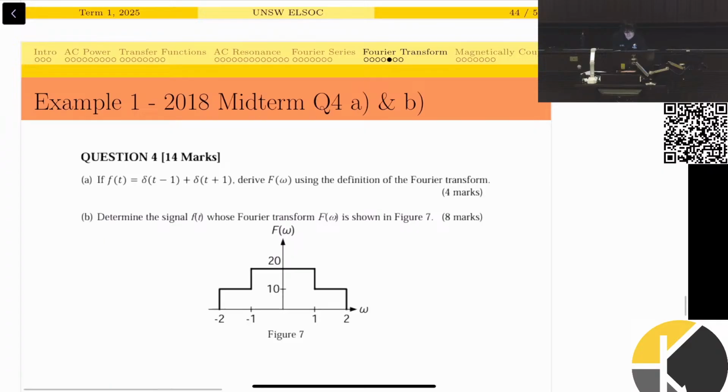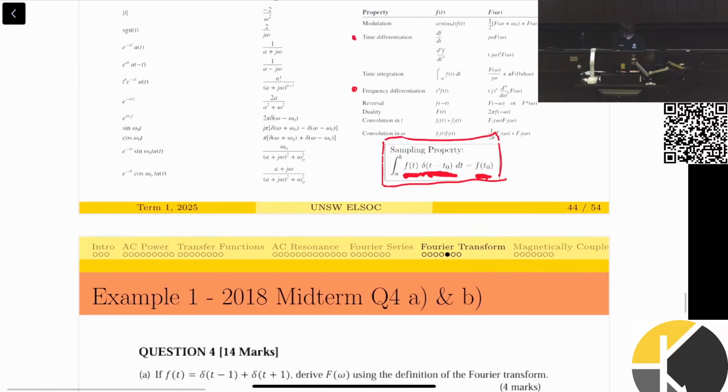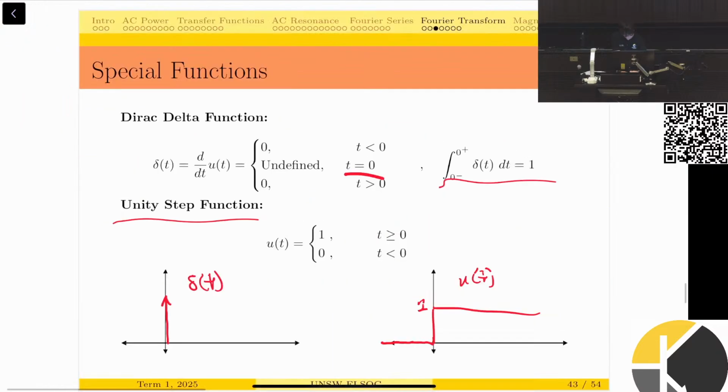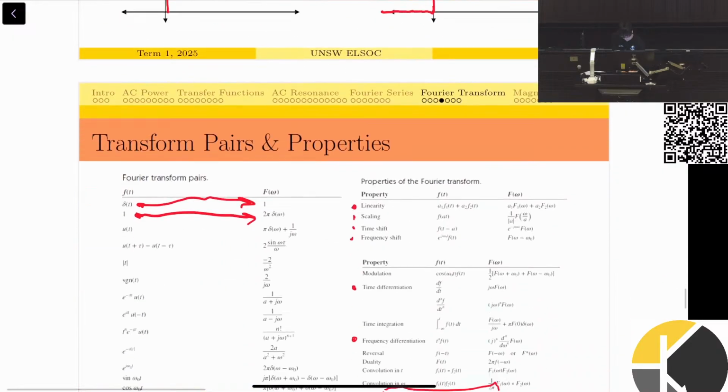So let's jump into our first question. If f of t is delta t minus 1 plus delta t plus 1, derive f of omega using the definition of the Fourier transform. So let's jump up to the definition. This is the definition we'll be using. So I'll write that down.